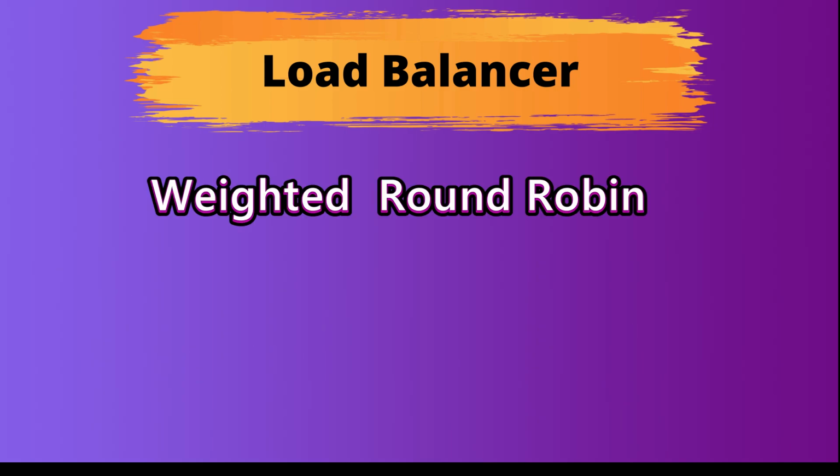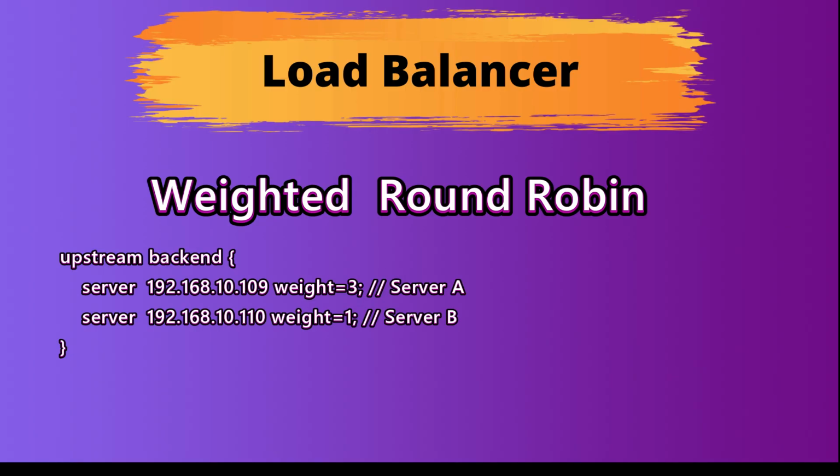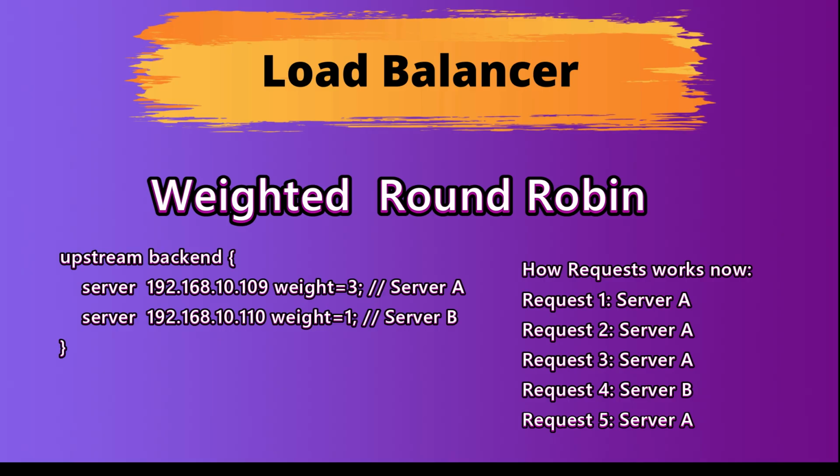Weighted round robin. Instead of equal distribution, use a weight to distribute the traffic to the servers. So here server A has weight 3 and server B has weight 1. How do requests work now? Request 1 server A, request 2 server A, request 3 server A, because of weight 3, so the first 3 requests will go to server A. Now the fourth request will go to server B. Server B has weight 1, so again it will come back to server A on the fifth request.